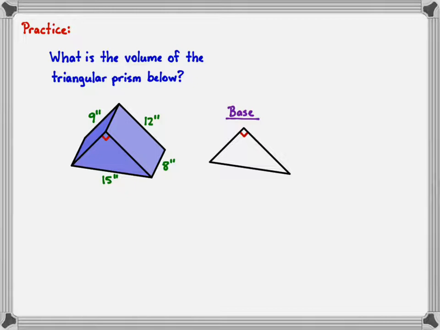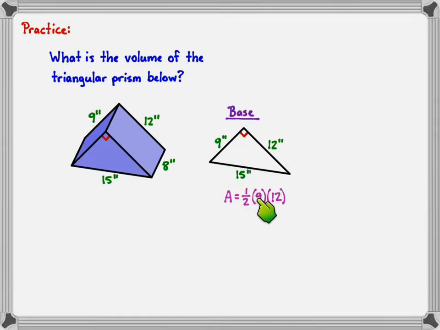The first thing we need to do is figure out the area of the base shape, or the area of the triangle. Notice the lengths of the triangle are 9, 12, and 15. The 8 is not part of the triangle. How do we find the area of a triangle? Well, the area of the triangle is 1/2 base times height. The base of the triangle, that is.